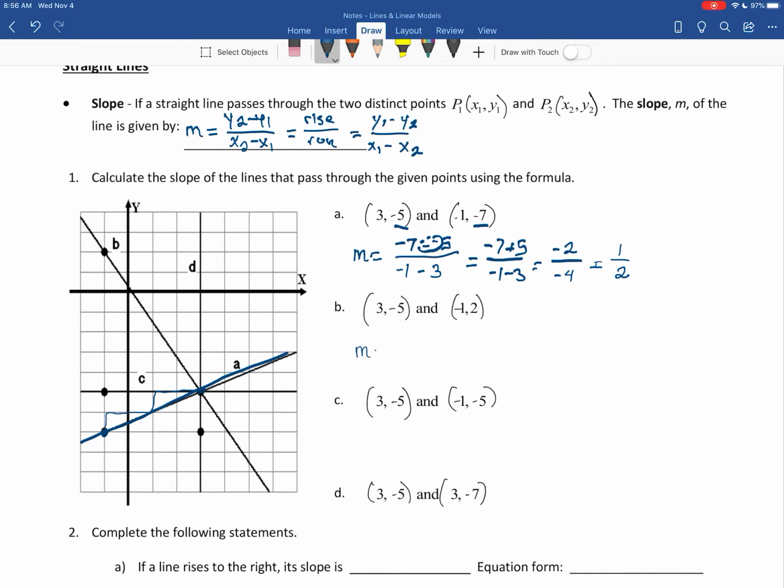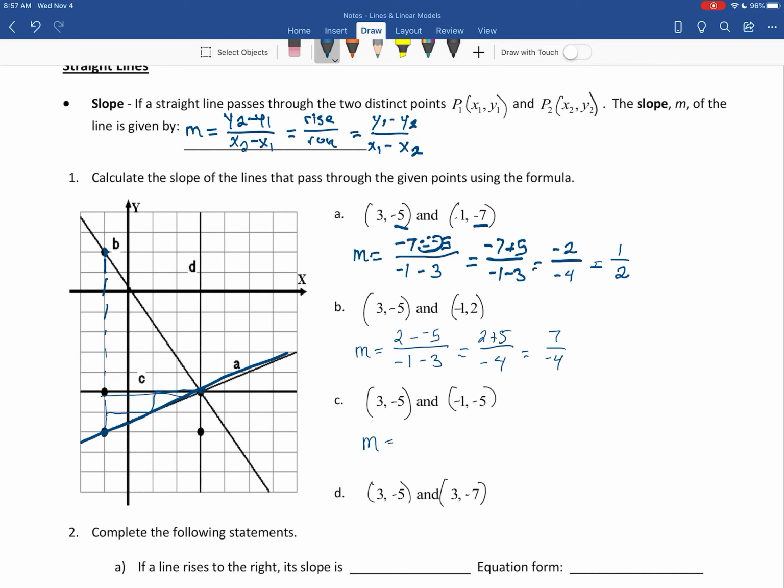Okay, the next set of points is for line B. The slope here then is 2 minus -5 over -1 minus 3. The denominator is the same, -4, but the top turns into 2 plus 5. So we have a 7 over -4 slope, or -7/4. And that also looks correct. If we go from one point to the other, it would go down 1, 2, 3, 4, 5, 6, 7, and over 4. So that looks good.